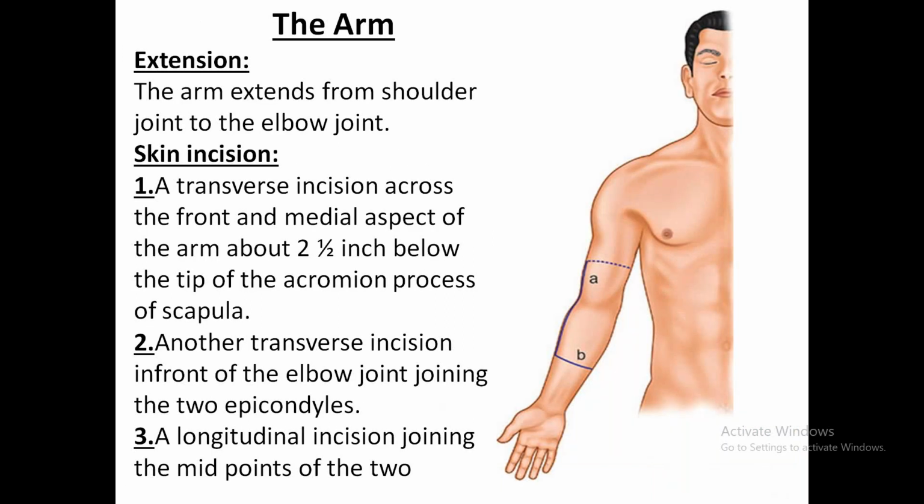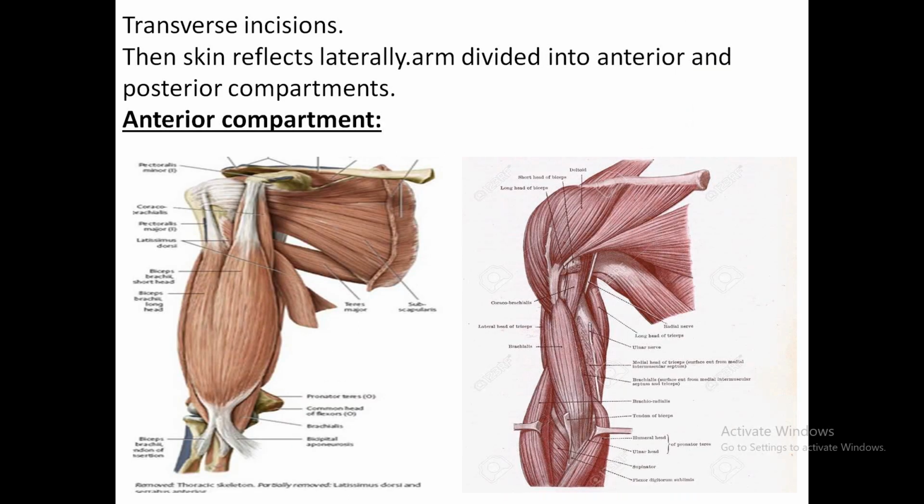The arm. Arm extends from shoulder joint to the elbow joint. Skin incision: a transverse incision across the front and medial aspect of the arm, about 2.5 inches below the tip of the acromion process of scapula. Another transverse incision in front of the elbow joining the two epicondyles. Then a longitudinal incision is done, joining the midpoints of the two incisions. The skin reflects laterally.